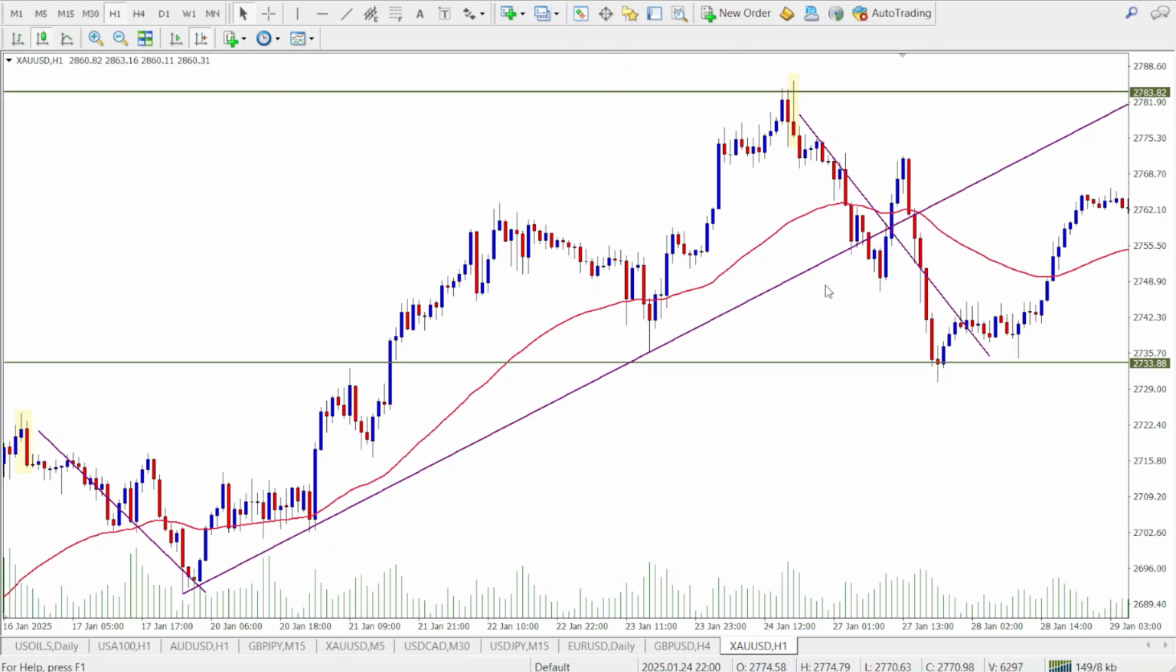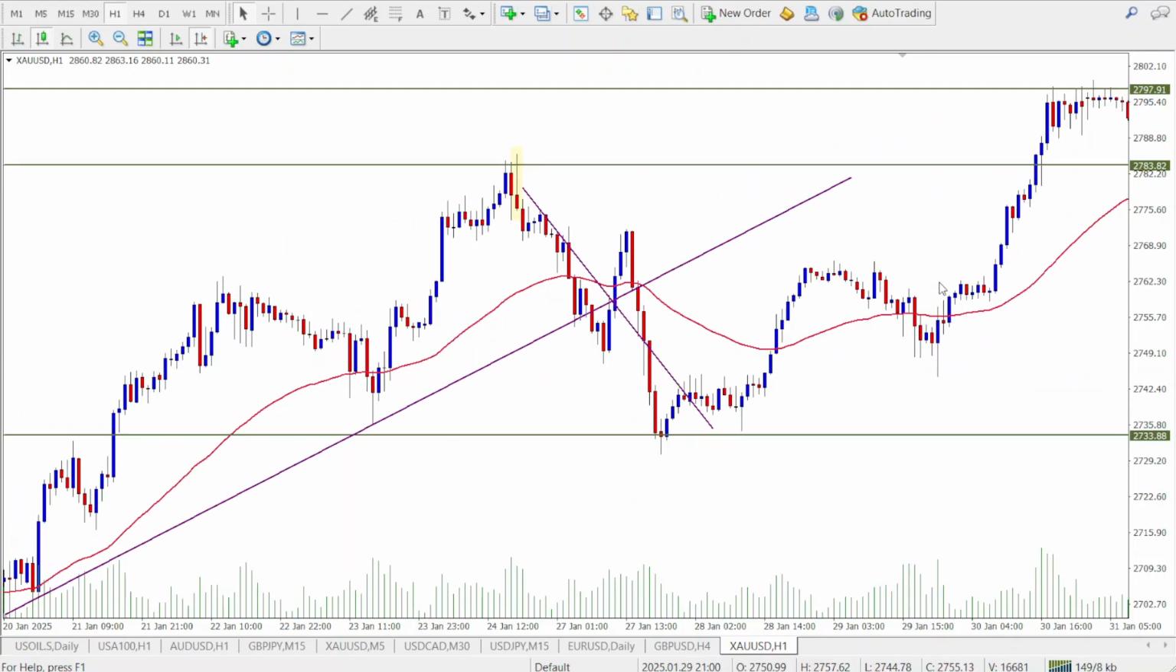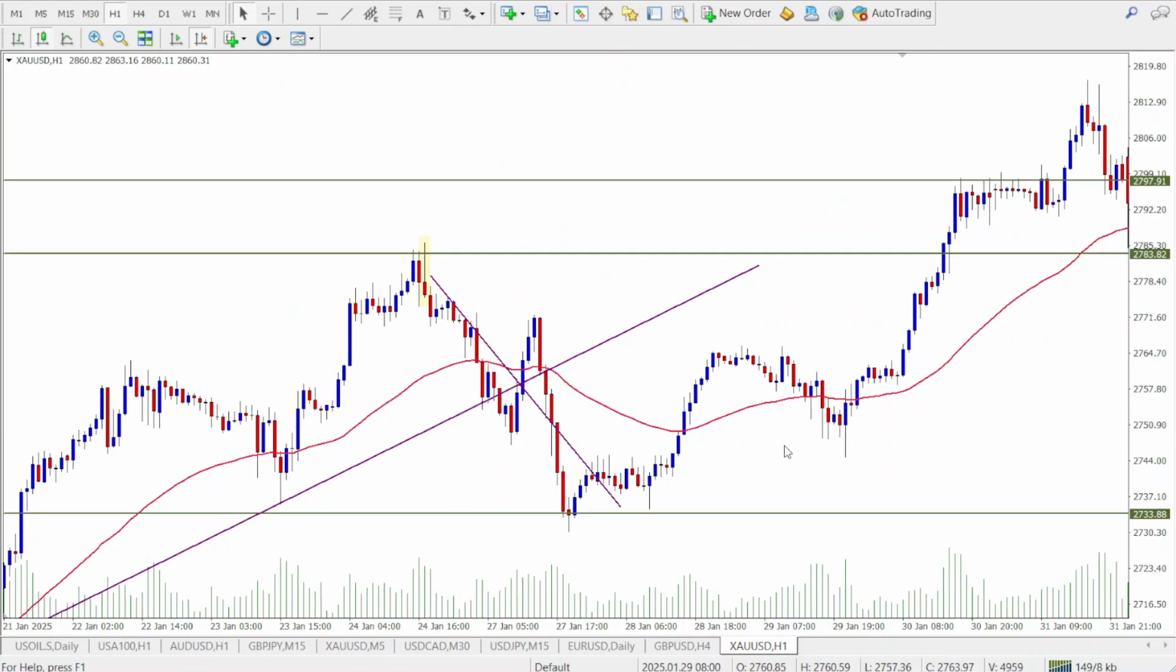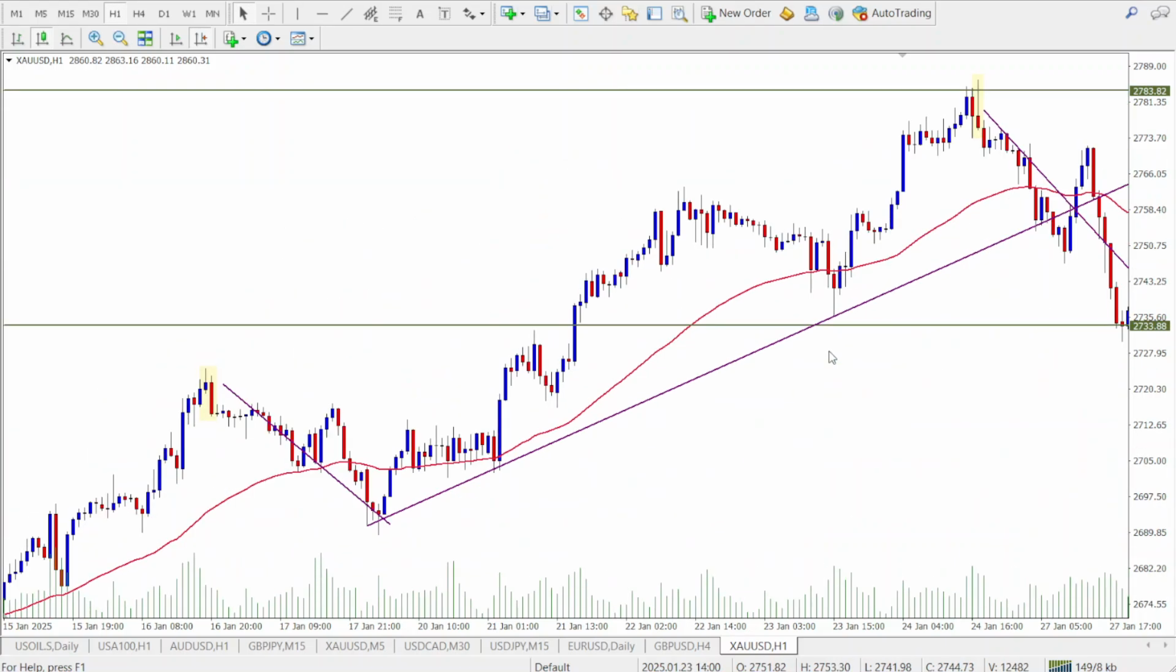So, for example, if you see a bullish engulfing pattern or any other bullish candlestick pattern right at a key support level, it's a strong confirmation of a potential reversal. And then, if you notice maybe a doji appearing near a trend line, it could signal that momentum is shifting.